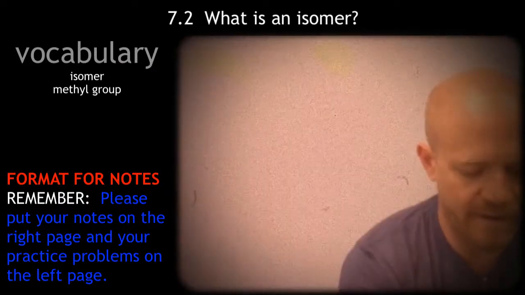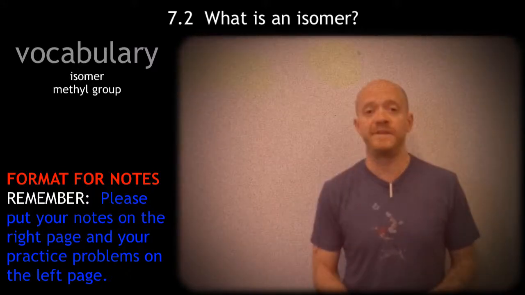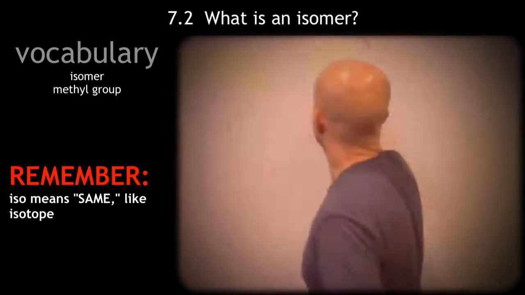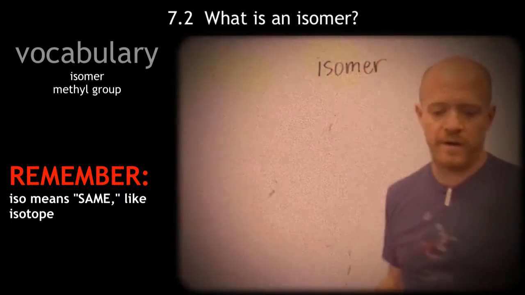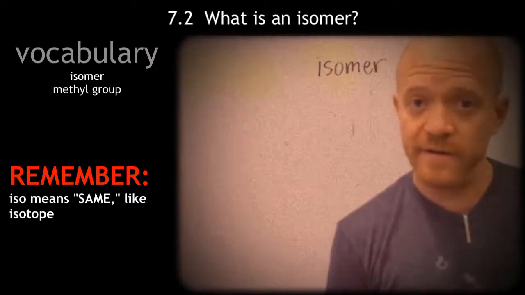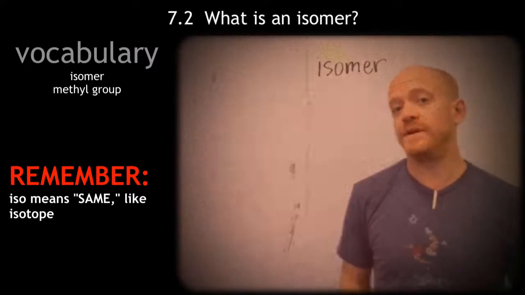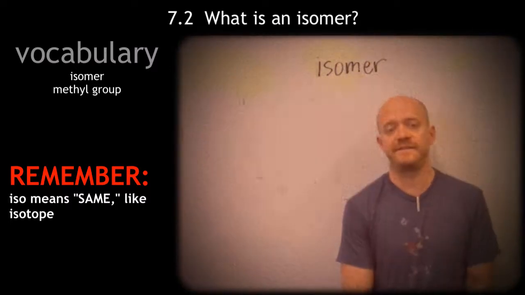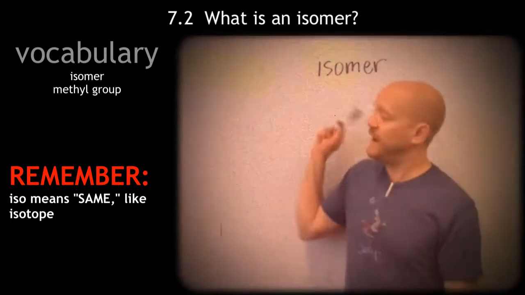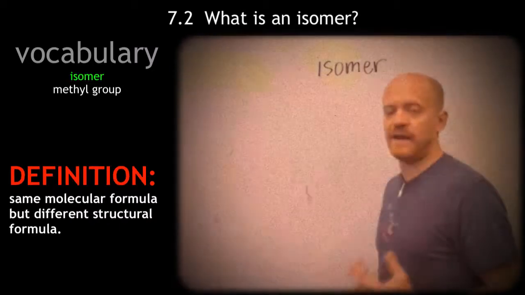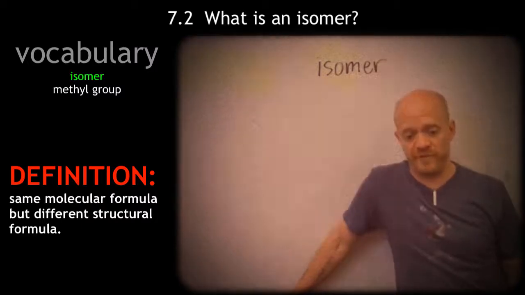Hey, today we're going to talk about one of the more difficult concepts in organic chemistry, and that is the idea of an isomer. Isomer has the same beginning as isotope. And remember, an isotope was an element that had the same number of protons but a different number of neutrons. So an isomer has the same molecular formula but a different structural formula.